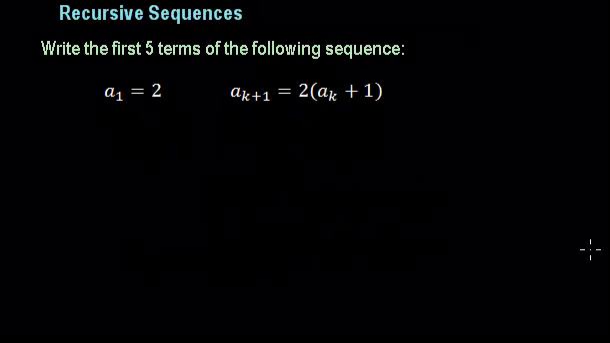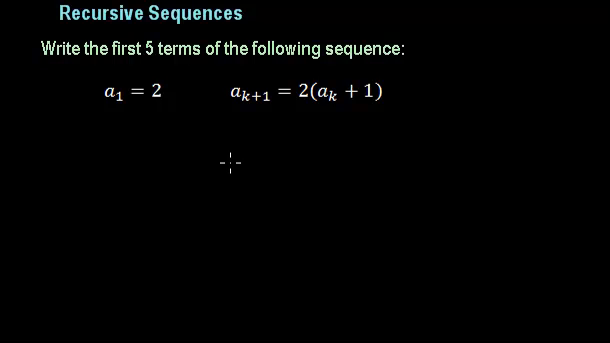The next type of sequence I'm going to look at are recursive sequences, and in a recursive sequence the next number depends on the previous number. So I'm given a sub 1, and I've got to come up with a sub 2, a sub 3, a sub 4, and so on. They give me the formula. Here's my formula, and it says a sub k plus 1, the next term, equals 2 times the quantity the previous plus 1.